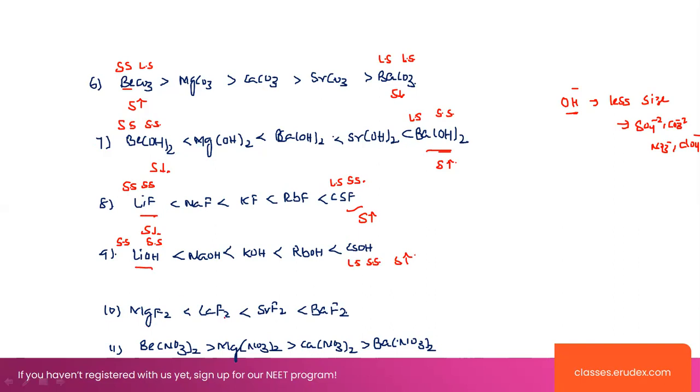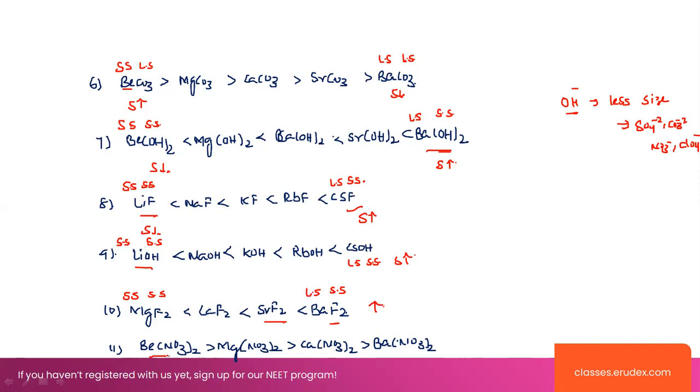Coming to this one, magnesium fluoride, calcium fluoride, strontium fluoride, barium fluoride here. Look at magnesium plus 2 and fluorine. In this case also this is small size, this is small size, here it is large size, small size. Difference is more. So solubility will increase.